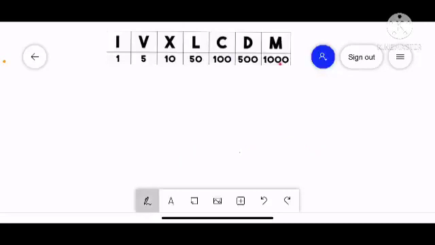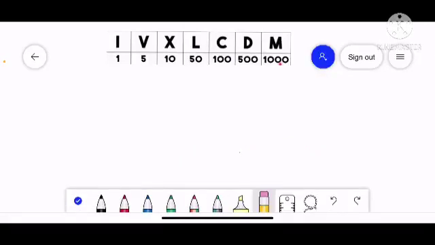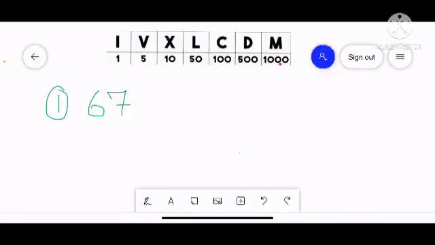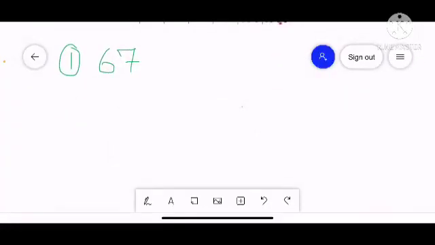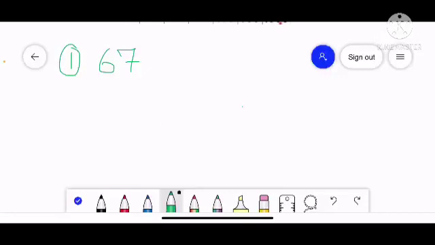Now let's see some examples. Now you will convert numbers into Roman numerals. First one: you have to write 67 in Roman numerals. Children, whenever you write Roman numerals, keep in mind that you should write the numbers in expanded form. You know how to write the expanded form. This is a 2-digit number. That number can be broken into tens and ones, that is 60 and 7.